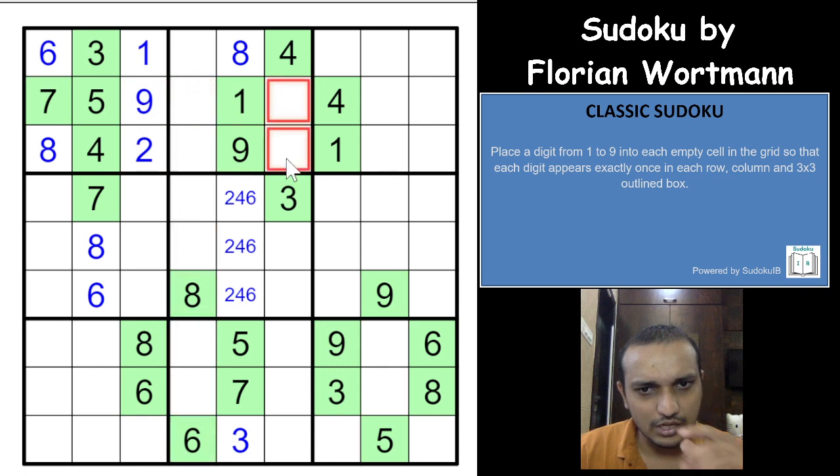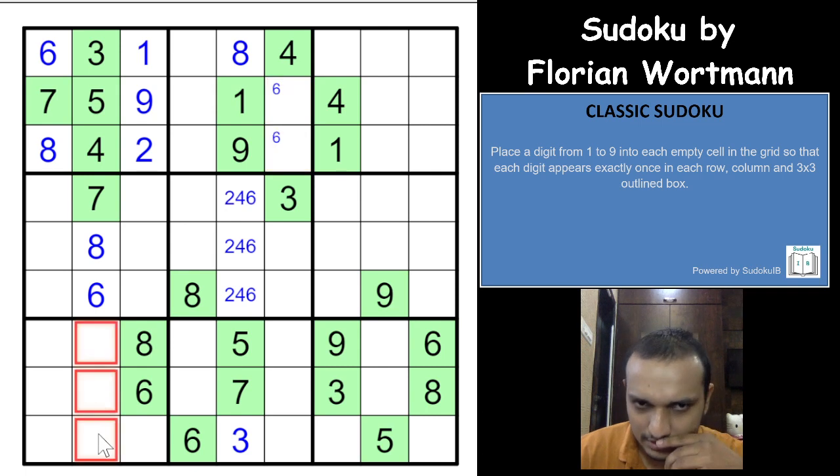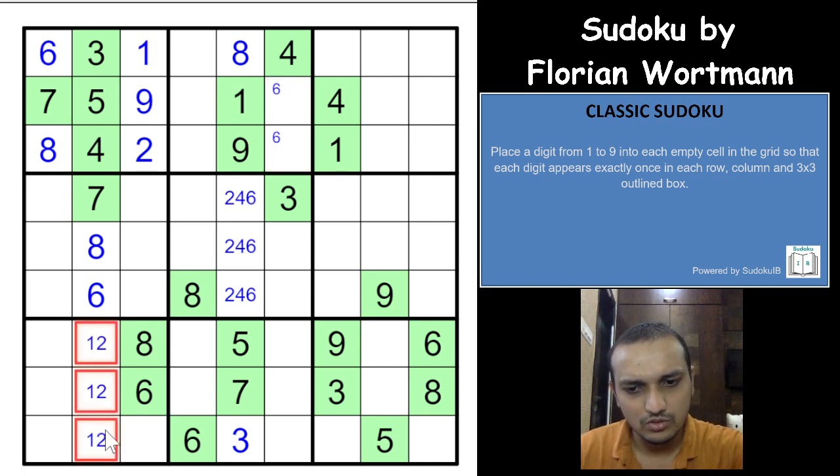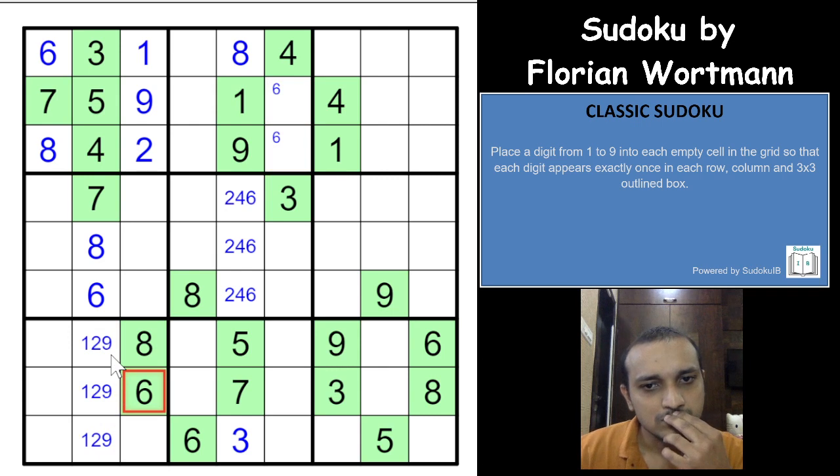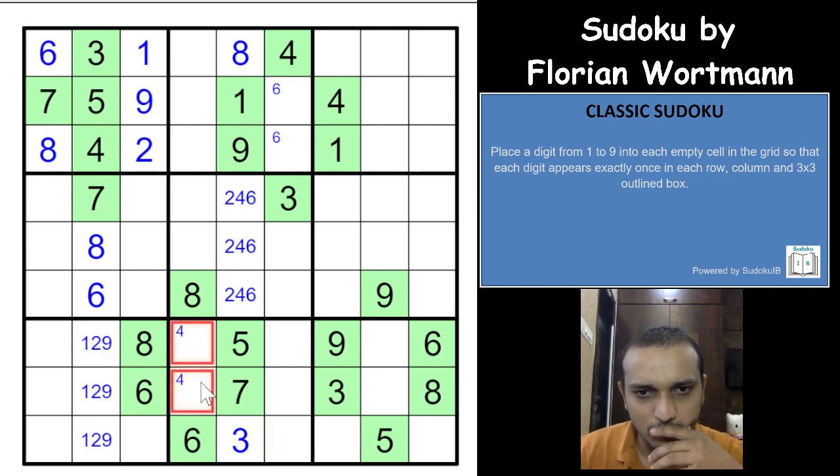This 6 can only be in these two cells. This is 1, 2 and 9 again. That's nice. 4 can only be in these two cells. So that is 4 here. 8 can only be in this cell in this box, right?